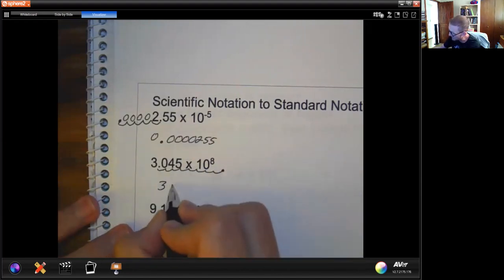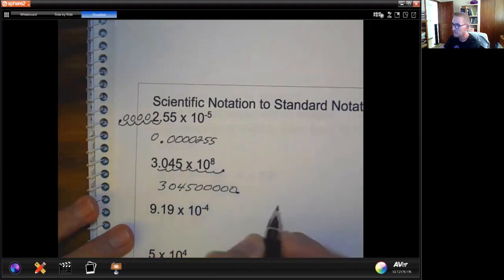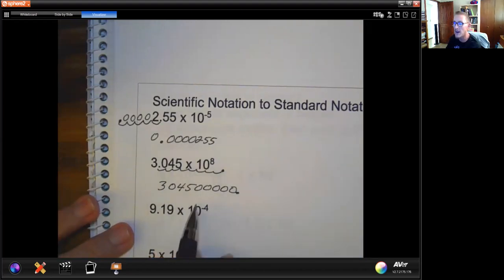So it's going to become 3, 0, 4, 5, and then 5 zeros afterwards. Now, why 5 zeros, you might ask? I had to move it 8 times total. The decimal had to move 8 places. Well, 3 of the places are right here. 1, 2, 3. And then 4, 5, 6, 7, 8. I'm going to plug zeros in to get me up to 8 places total.